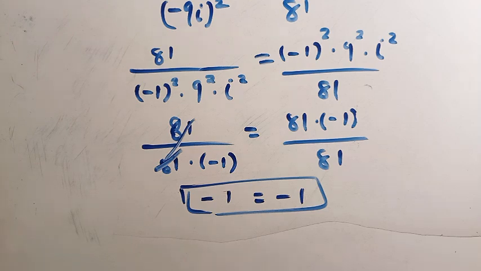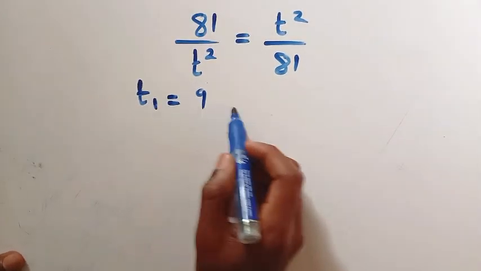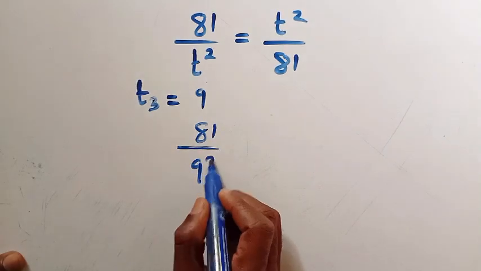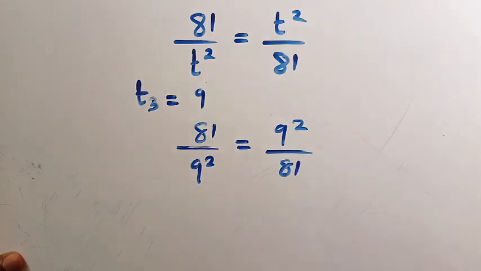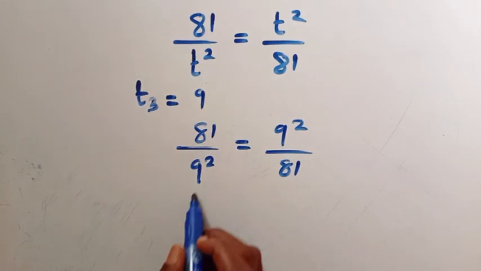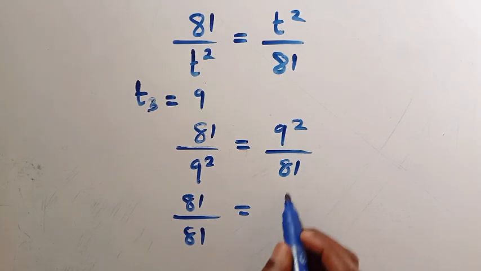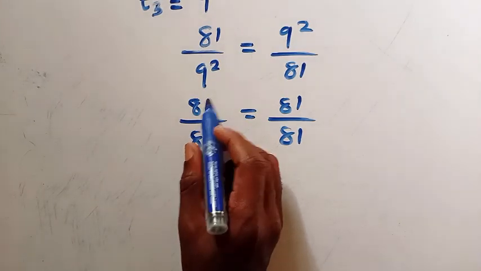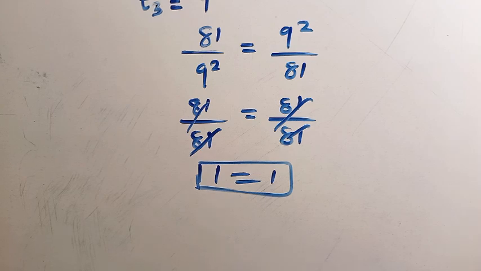So let's test for the other values. If t here equals 9, that is t3, we are going to have 81 divided by 9 squared equals 9 squared divided by 81. And here is 81 over 9 squared, that is 81 over 81, and all these cancelled each other. We have 1 equals 1. So that satisfies the equation.